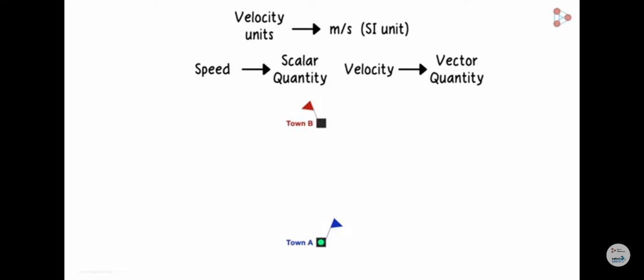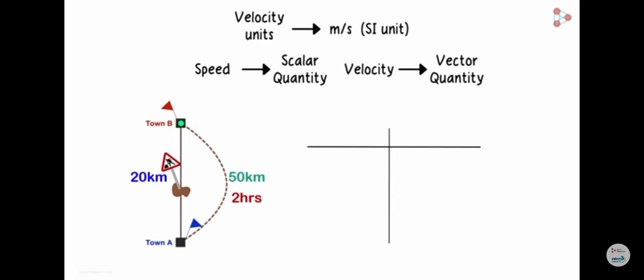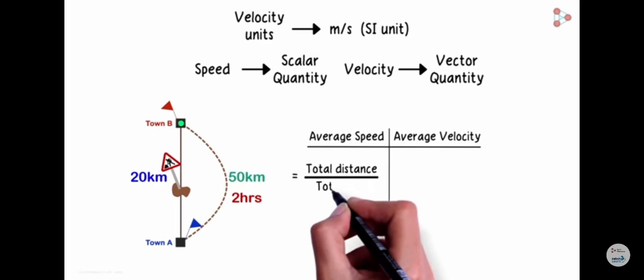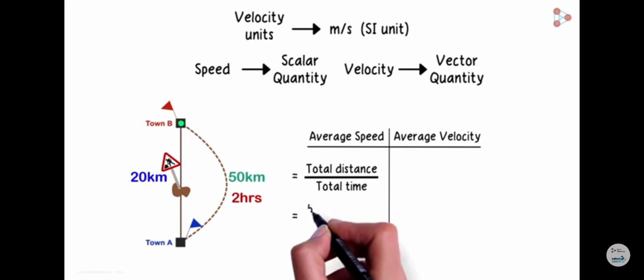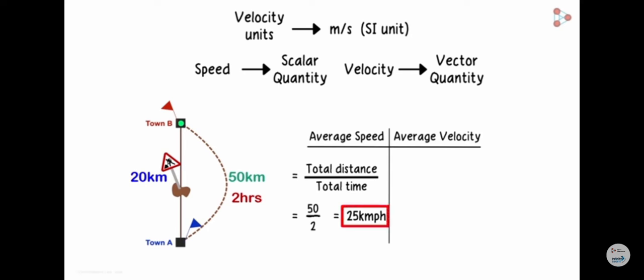You have to travel 20 kilometers up north. But because of the road works, you took an alternative path which totaled 50 kilometers and you took 2 hours to reach the destination. This was your path of travel. Let's make 2 columns here. One for average speed and another for average velocity. Do you remember how we calculated average speed? Yes, it is the total distance covered over the total time taken. So 50 over 2 will give us 25 kilometers per hour as the average speed.